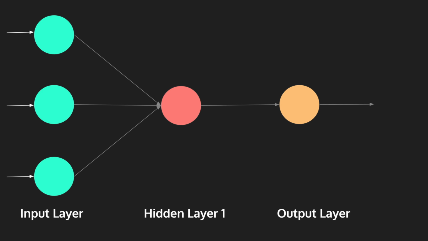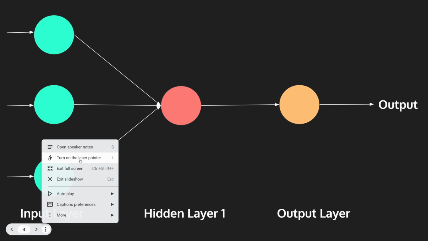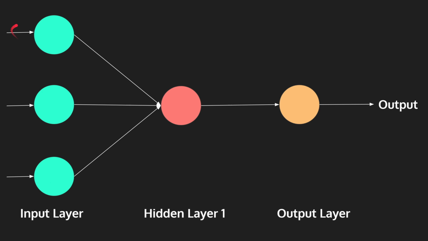So we can connect all of these neurons, and finally, we get the output. How it works is that we take some inputs and we feed them through the hidden layer, and this neuron will output a number and pass it through the output layer, and finally that will give us our output.